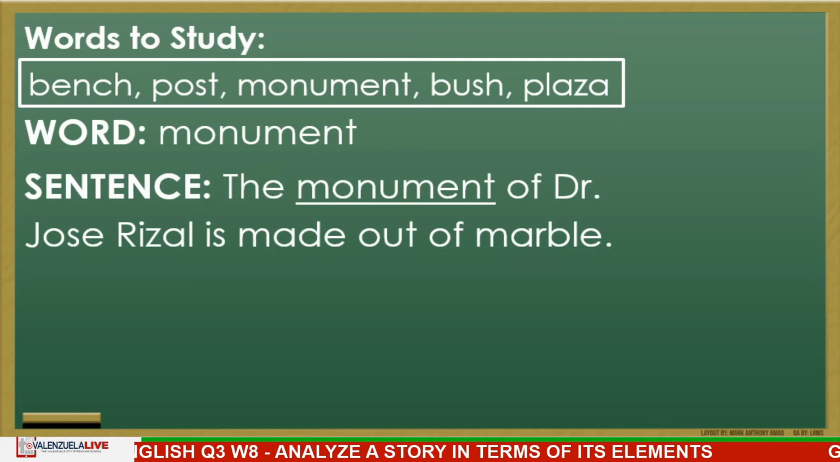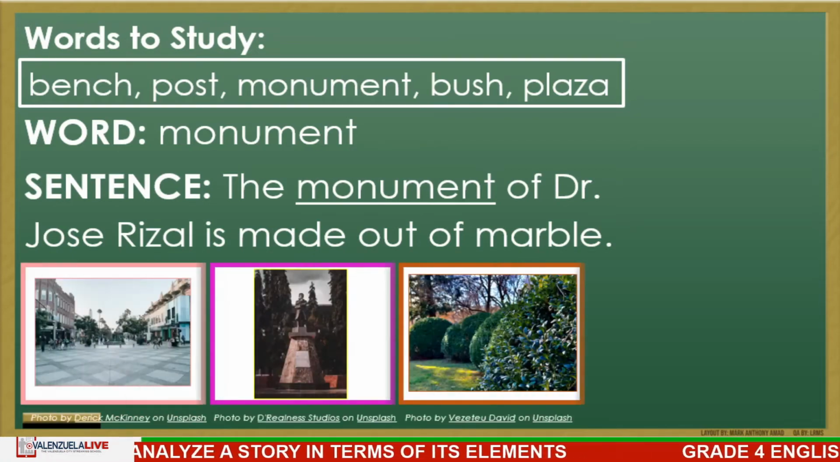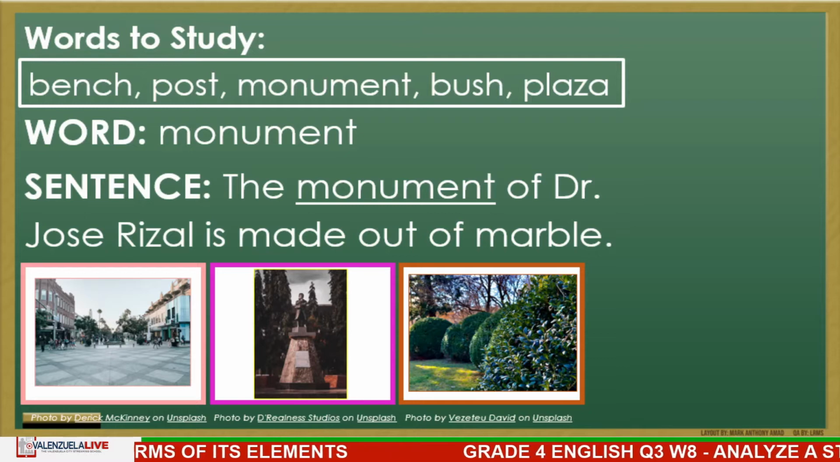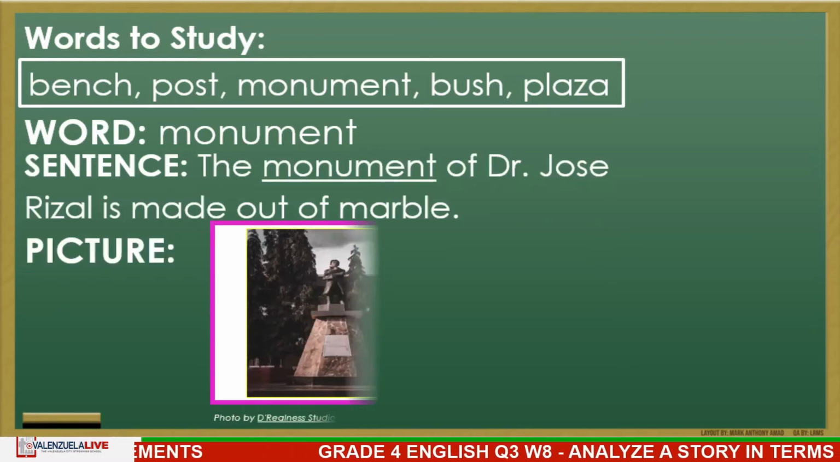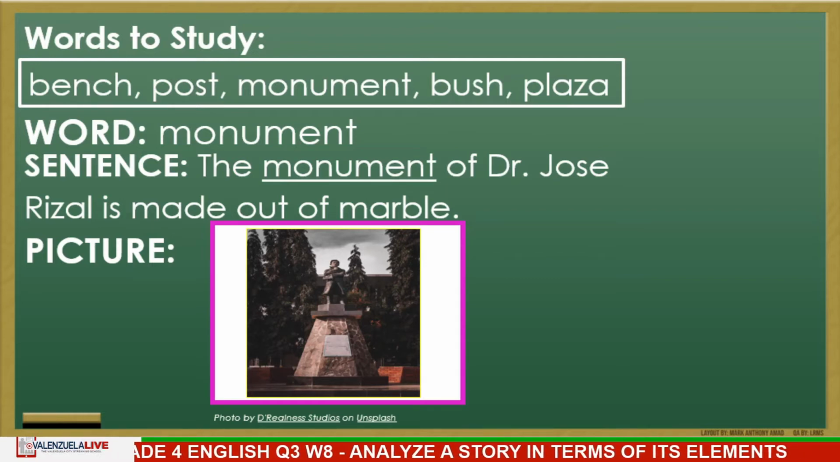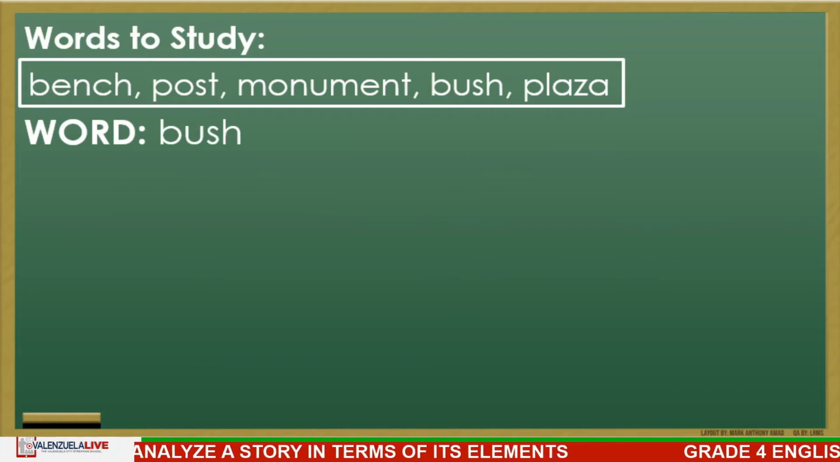The third word is monument. The monument of Dr. Jose Rizal is made out of marble. Which picture shows a monument? Precisely, the second picture. A monument is something built in memory of a person, event, or special deed. It is a noun.